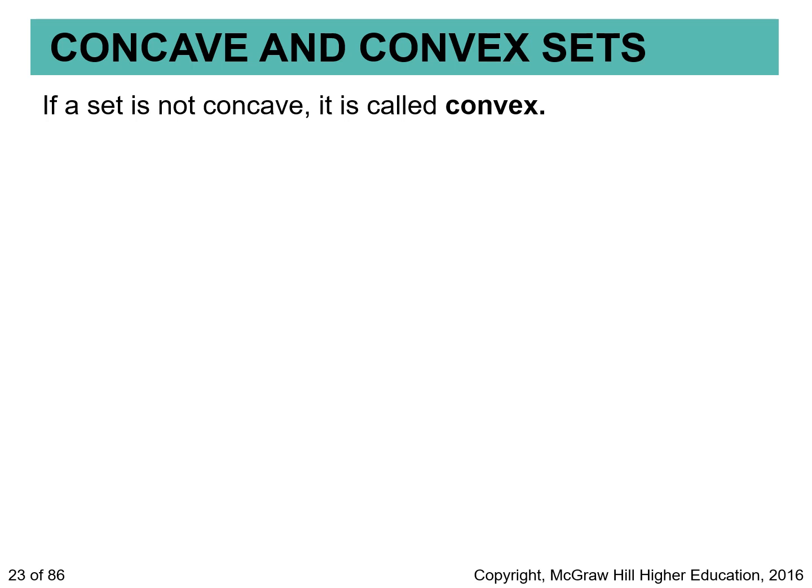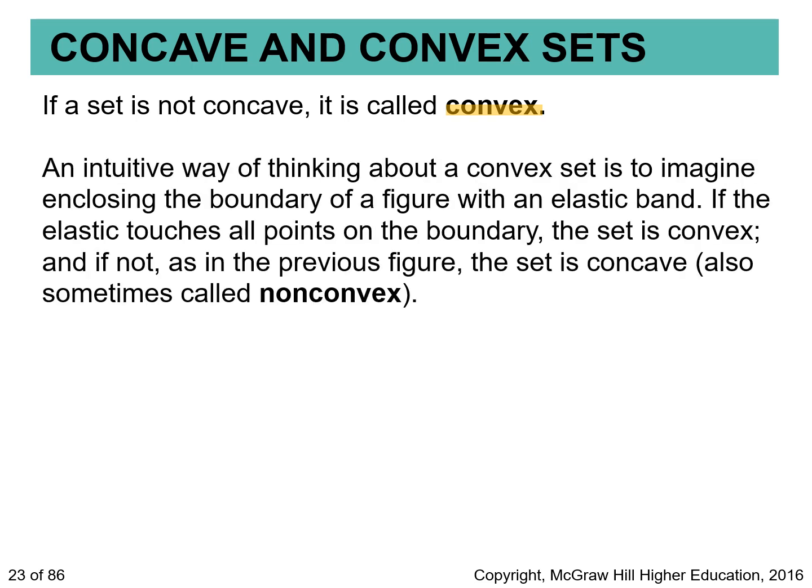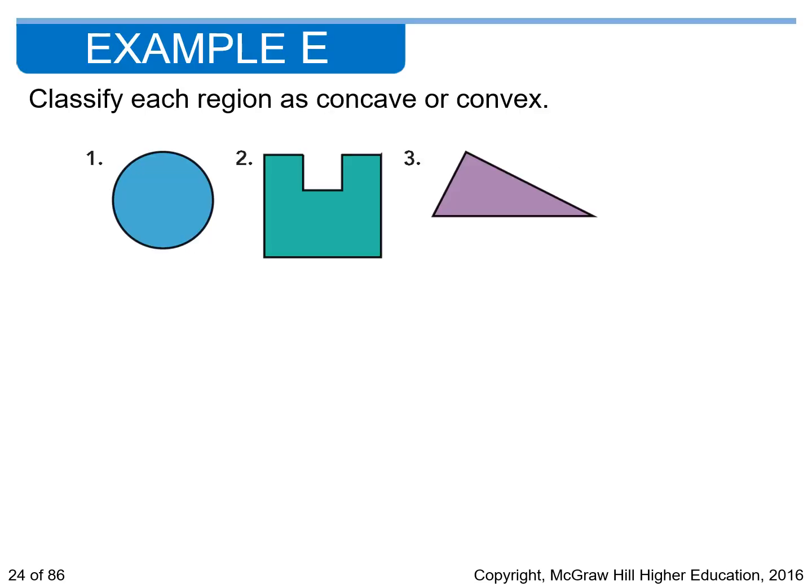Now, if it's not concave, then it's called convex. And most of the time when you think of a polygon or our shapes that we've learned, they're convex, meaning it doesn't have any caved in parts. So let's classify these as concave or convex. So I think what I will do is just highlight concave, and we'll say that number 2 is concave, but 1 and 3 are convex.